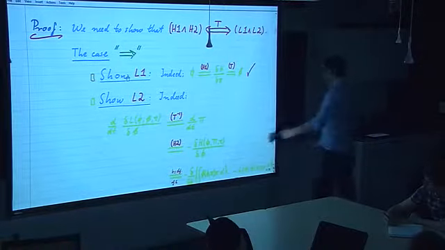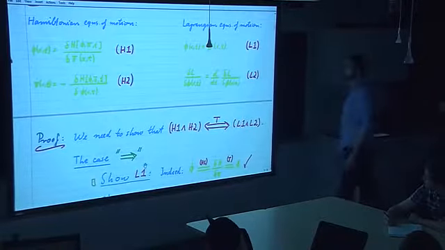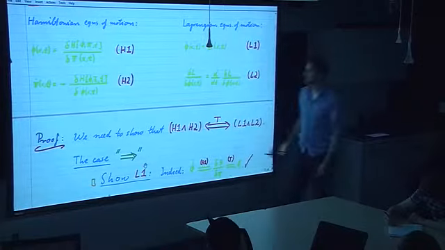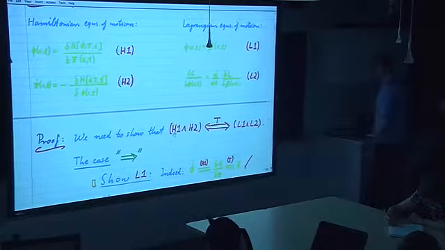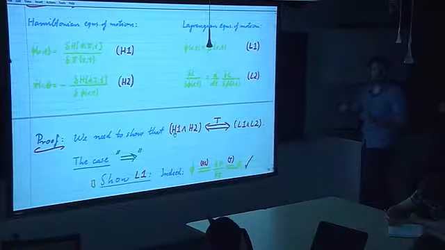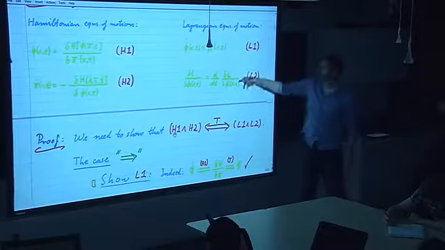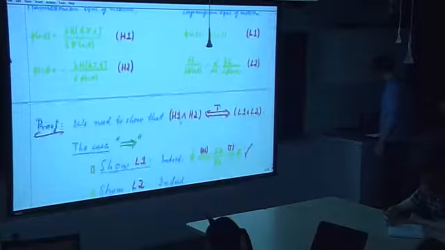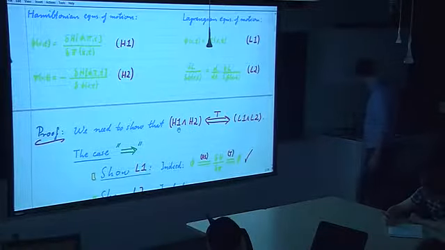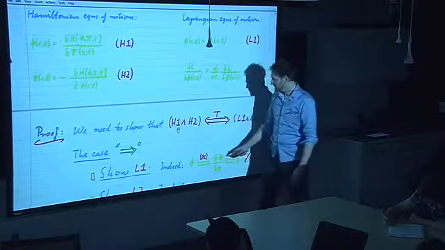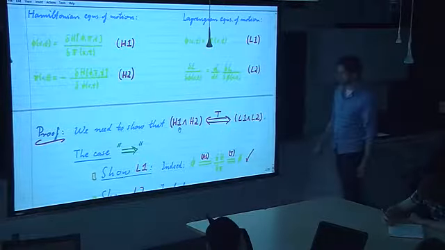So let's see. L1 is this equation here. Phi dot is beta. How does it arise? All we can use is the Legendre transform definition and H1 and H2. From that, we want to derive these two. Okay? So we need to show that phi dot is beta. How do we do that?